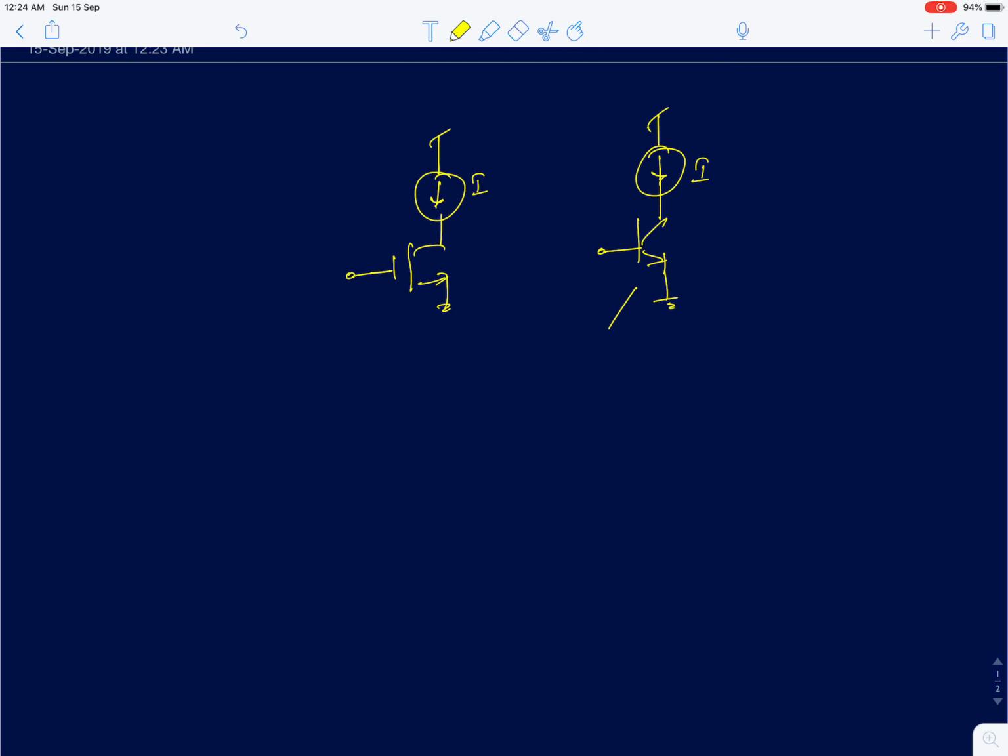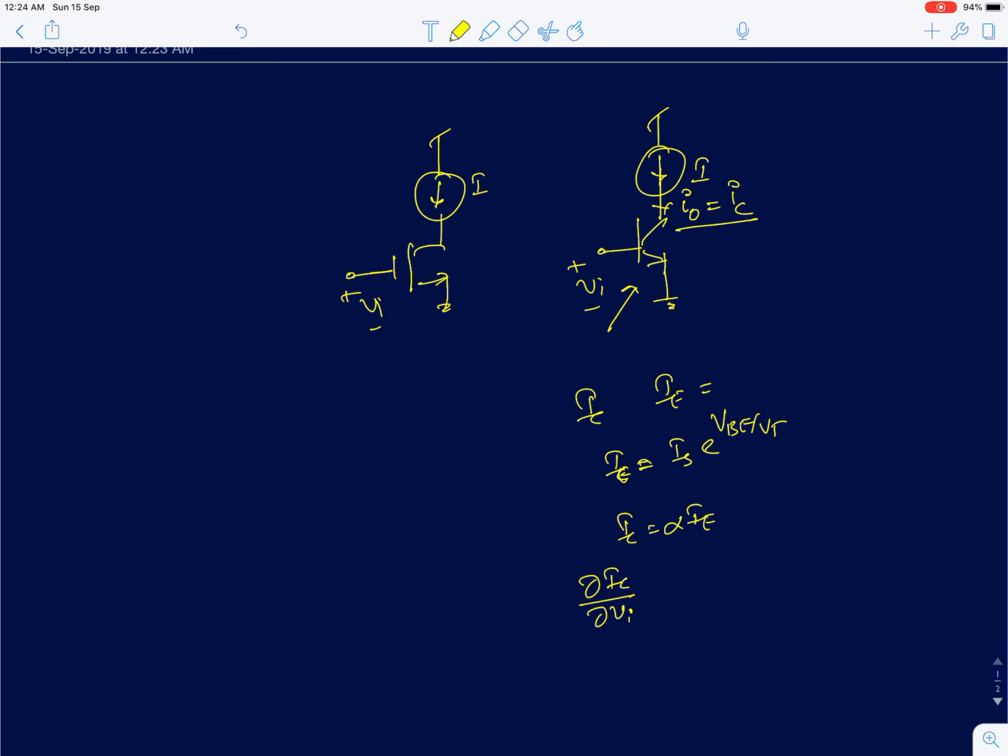In a bipolar junction transistor, the collector current or the emitter current has an exponential dependence upon the input voltage that you apply. So I can write IC approximately as IS e power VBE by VT. This is in fact IE. IC is actually alpha times IE, and if I want to find the change in the collector current, in a common emitter configuration the output current i naught is nothing but the small signal collector current itself.